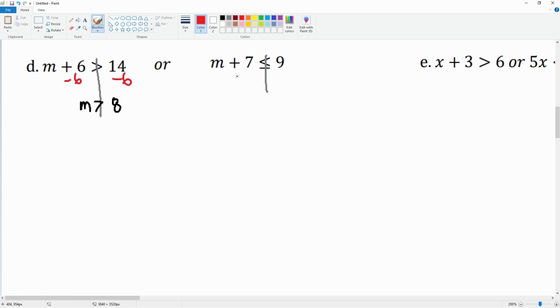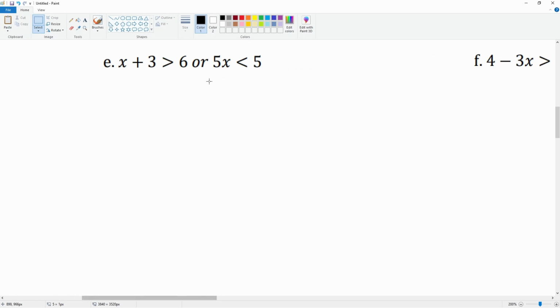We have a plus 7, so we're going to subtract 7 from both sides. This cancels. Oh, I forgot to show this cancellation here. I'm sorry. Leaving you with just an m on the left-hand side. 9 minus 7, which is 2. Bring down that inequality symbol. Make sure you bring down this or here as well. So your answers are this: m is greater than 8, or m is less than or equal to 2.